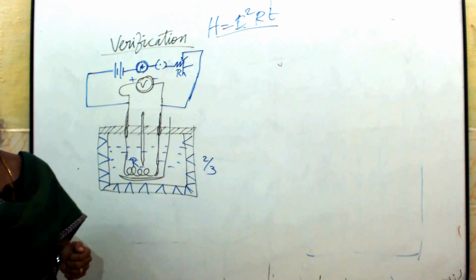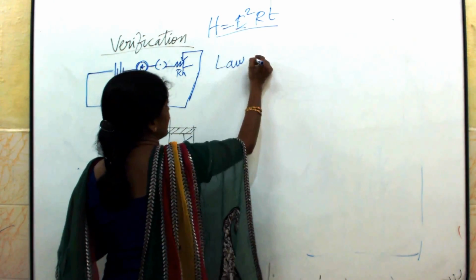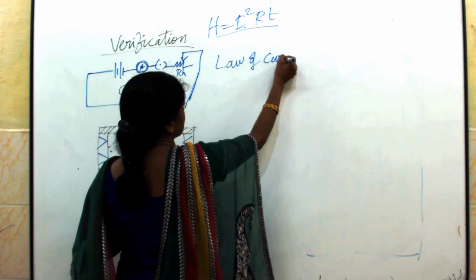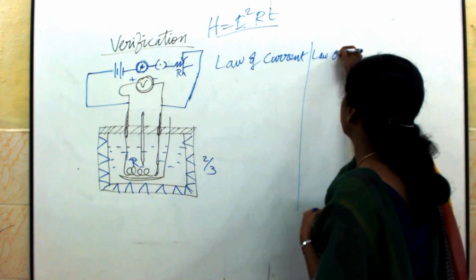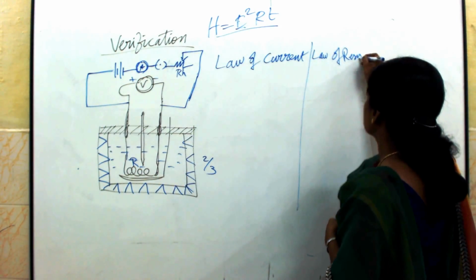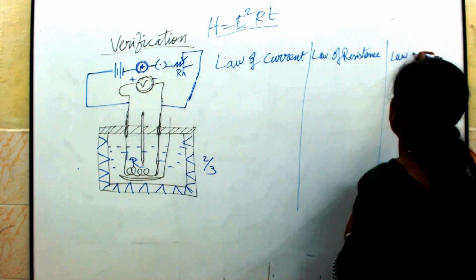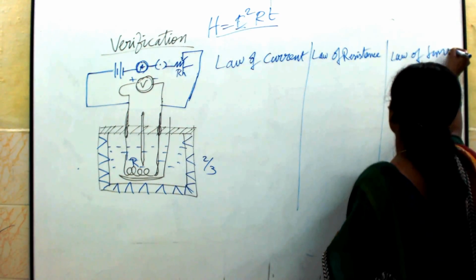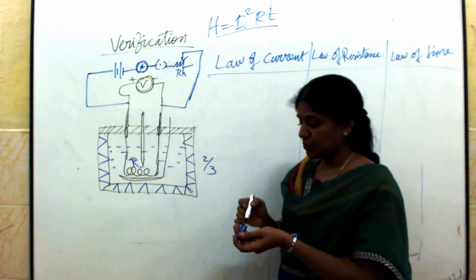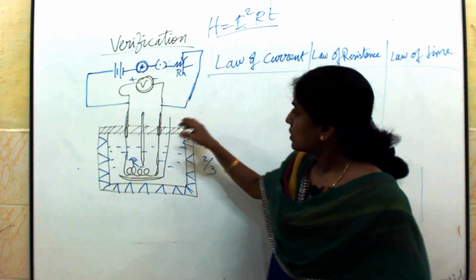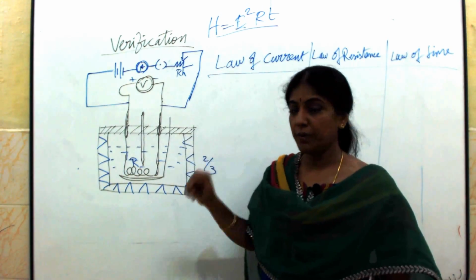First one is the law of current. I am going to verify the law of current. Then the law of resistance, then the law of time. First one, law of current. Clear? Now to begin with, just press the key and allow the current to pass through the calorimeter.